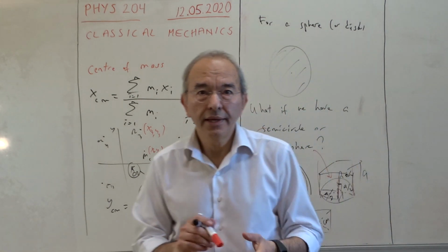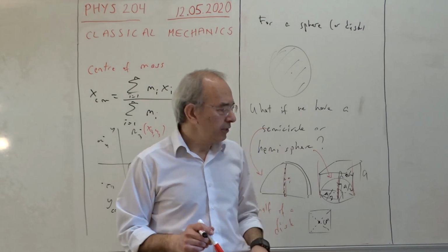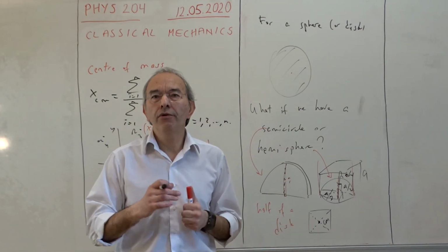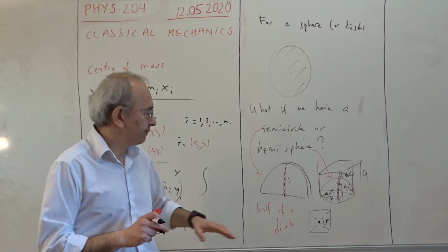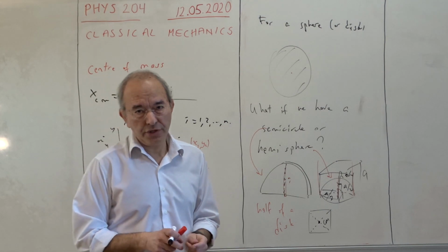But this is not a cube. It is a uniform object, but not a cube. So that we start now with solving the center of mass of, let's say, half of a disc, for instance, but uniform.